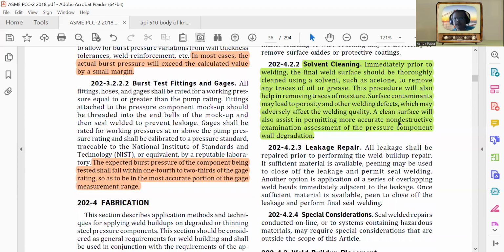Surface preparation. Surface cleaning. Immediately prior to welding, the final weld surface should be thoroughly cleaned using a solvent such as acetone to remove any traces of oil and grease. This procedure will also help in removing traces of moisture. Surface contaminants may lead to porosity and other welding defects, which may adversely affect the welding quality. A clean surface will also assist in permitting more accurate non-destructive examination assessment of the pressure component wall degradation.